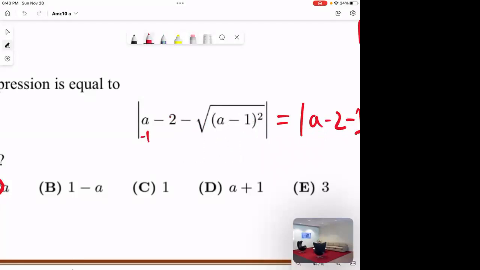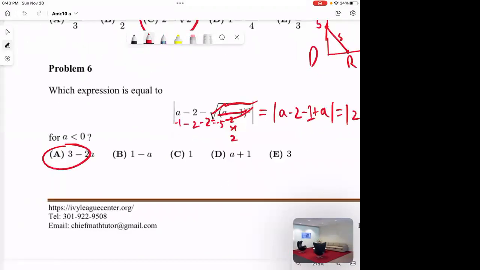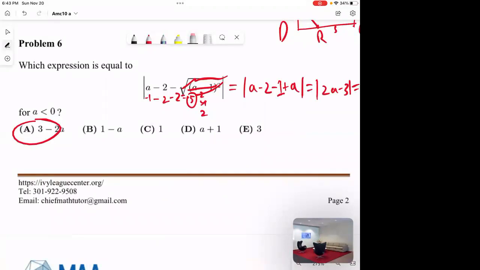So a minus 1 minus 2 minus, and then this one is this whole thing. Oops. This a minus 1 is -2. That squared is +4. Square root of that is 2. So it's 1 minus 1 minus 2 minus 2 equals -5. And given a is -1, the only one that works and makes this -5 is a, because this one would be -2, this one would be 1, this one would be 0, and this one would be 3. Therefore, the answer is a, 3 minus 2a.